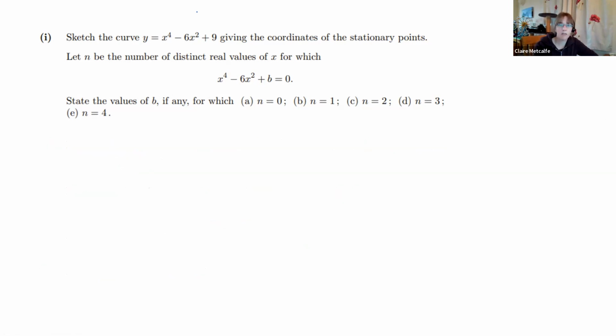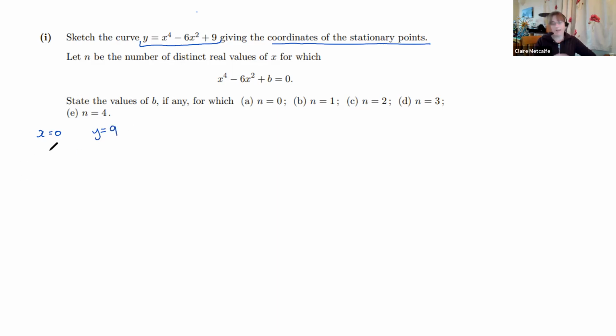So the first part starts by asking us to sketch the graph y equals x to the power 4 minus 6x squared plus 9, giving the coordinates of the stationary points. Before I start thinking about the stationary points, I'm going to look at where it crosses the axes. So where it crosses the y-axis, we know that x equals 0. This will give me y equals 0 minus 0 plus 9, gives me y equals 9.